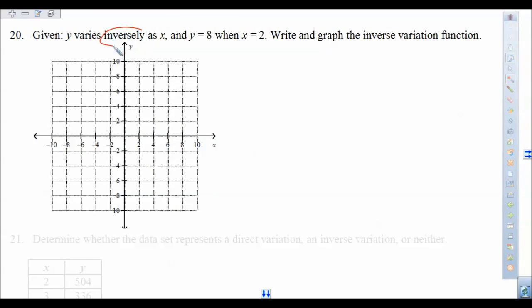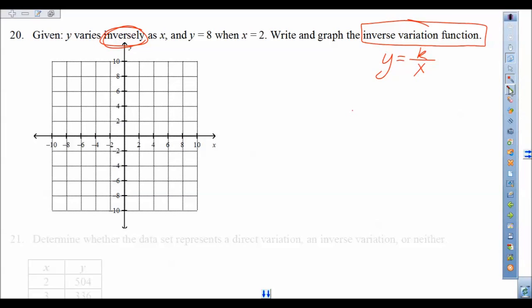Y varies inversely as x. Y equals 8, x equals 2. Write and graph the inverse variation function. Inverse variation function. Remember what that one was? Y equals k over x. That was inverse variation. We'll go through all of them on the next problem, which is direct variation. But inverse variation is always y equals k divided by x.